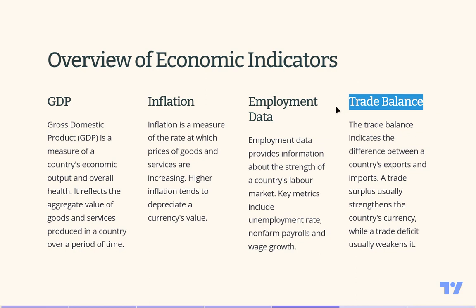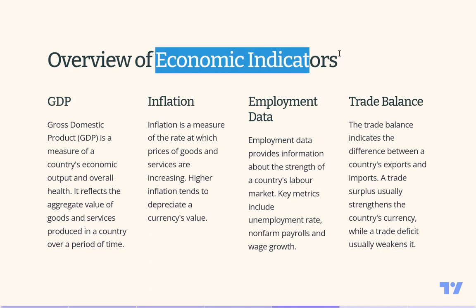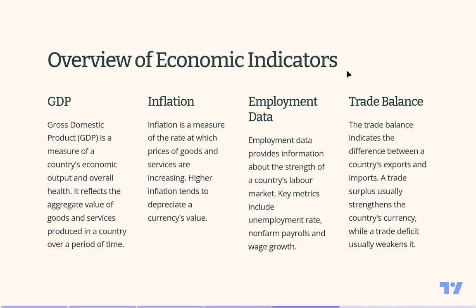So it starts from the trade balance, then it goes to the employment data, then it goes to the inflation, then it goes to GDP. GDP being the main guy, right? Being the main one here. So again, this is an overview of economic indicators.